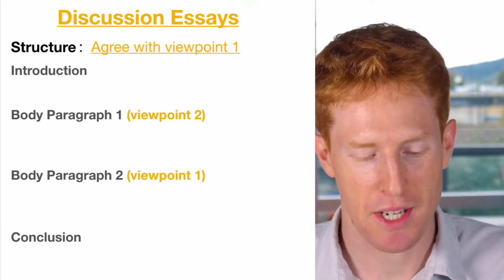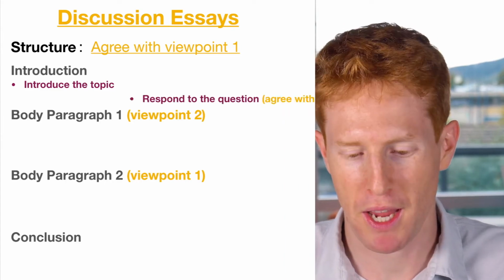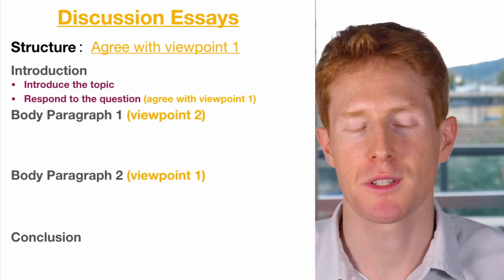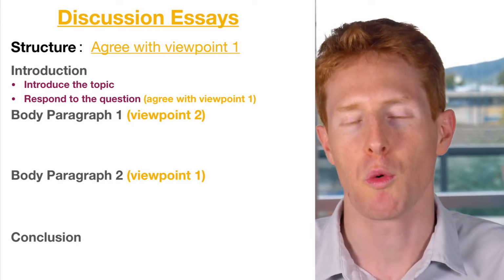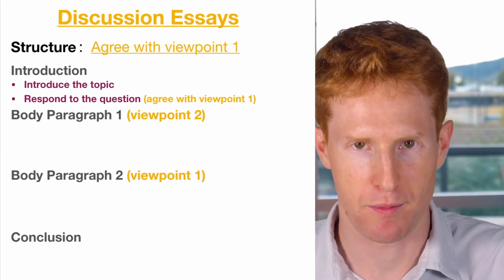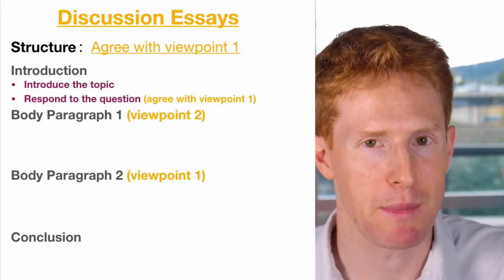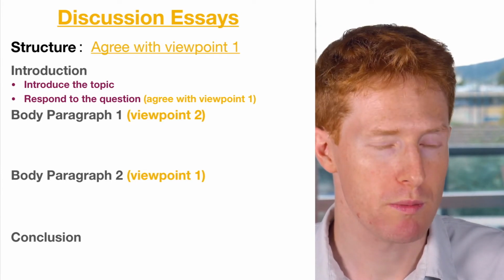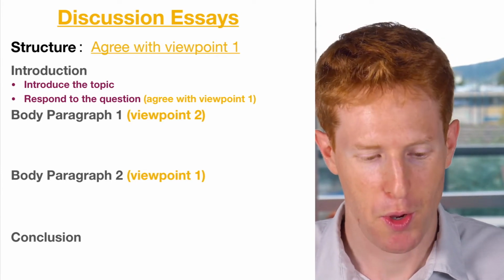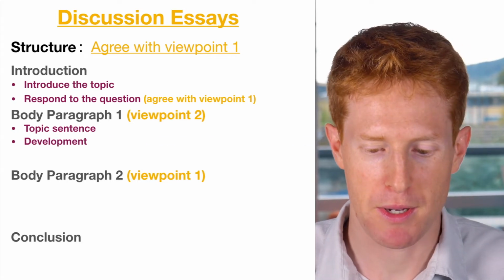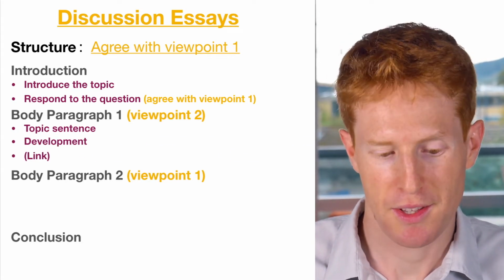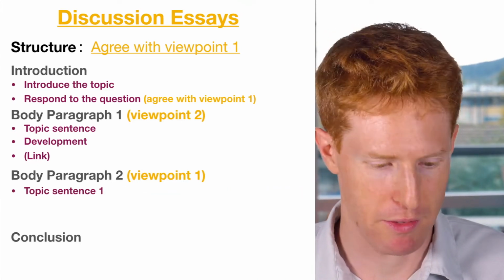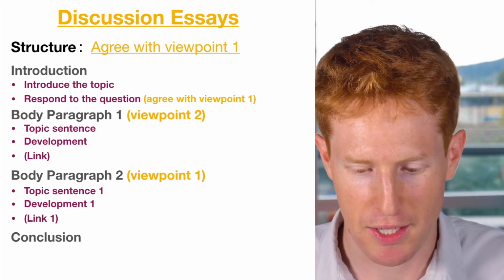So, as always, in our introduction, we're going to introduce the topic and respond to the question. And in this case, when we respond to the question, we're going to show to the examiner that we agree with viewpoint one. Okay, and we're going to see how we do that a little bit later. Then in body paragraph one, when we talk about viewpoint two, so the viewpoint we don't agree with, we're going to have a topic sentence, the development, and possibly a link as well. Then in body paragraph two, we talk about the viewpoint that we do agree with, and we're going to have the topic sentence, the development, and also a link.